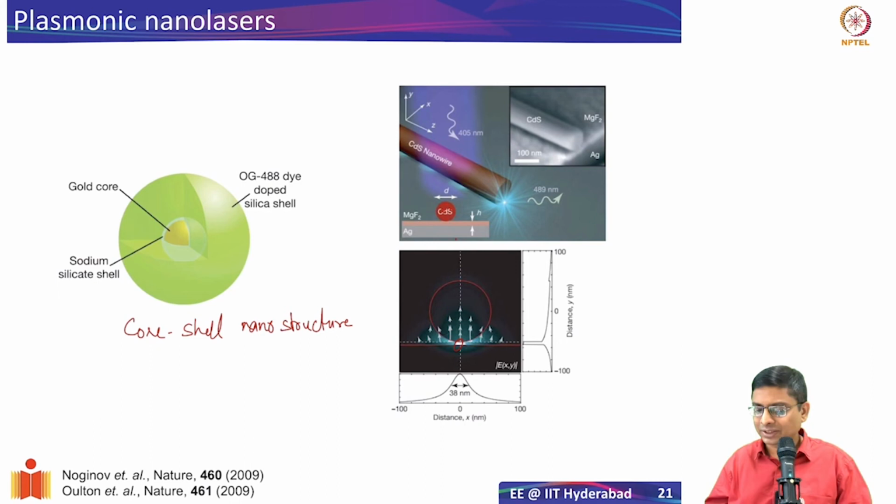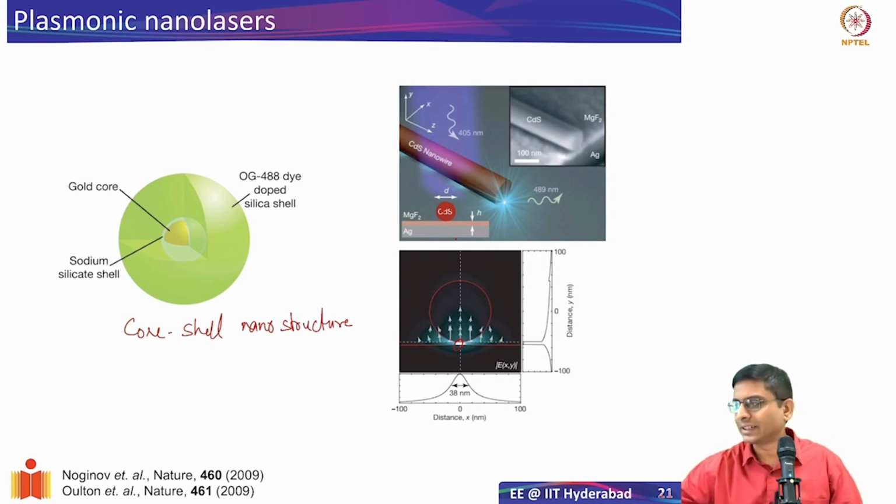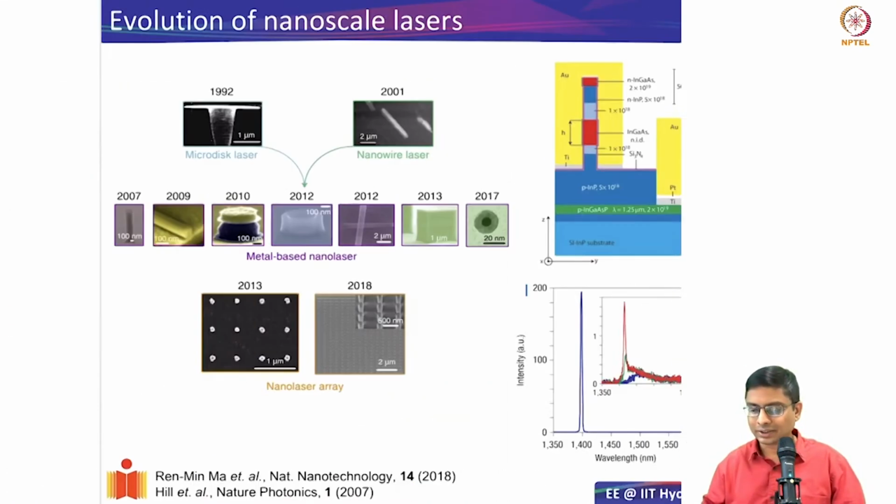So if you have a structure like this, here there's a confinement in the vertical direction, but along the nanowire it's large. So we still don't have a very good laser where in all the 3 dimensions you confine the electromagnetic energy, and that would be an interesting thing that has to be done.